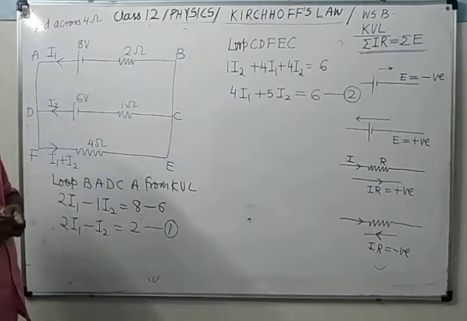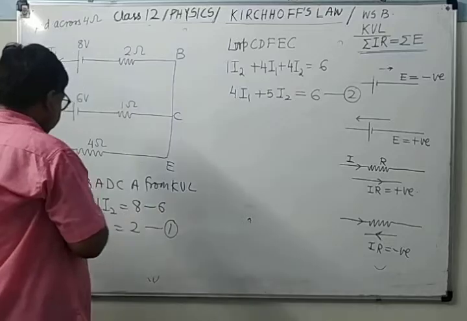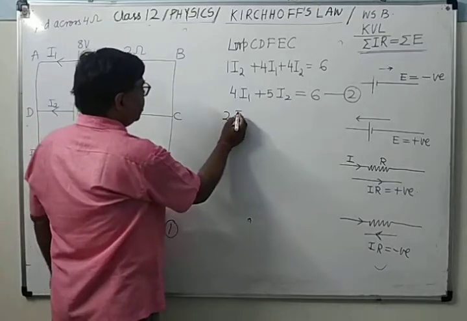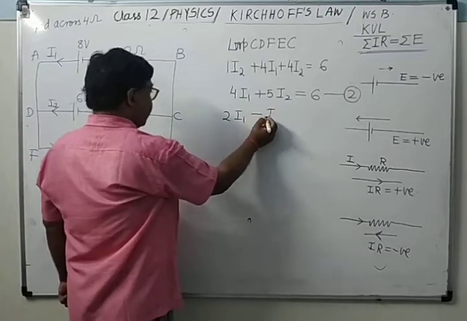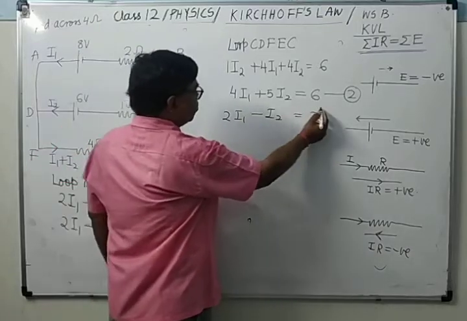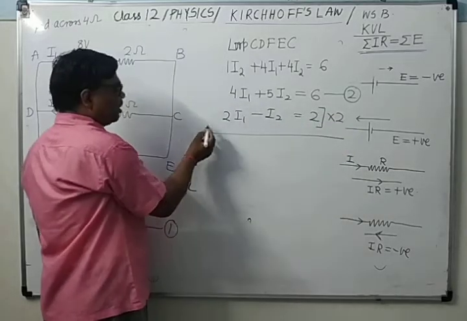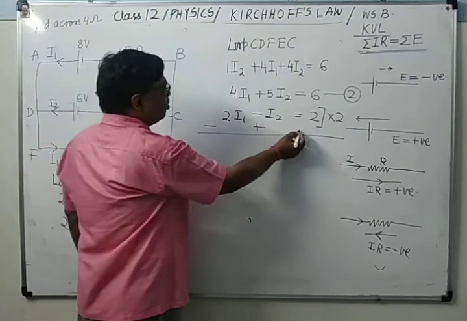Now you have to simplify this, solve this. So how will you solve it? You write down this 2I1 minus I2 equals 2. You multiply this whole equation by 2 and then subtract. So when you subtract, the sign will be changed.